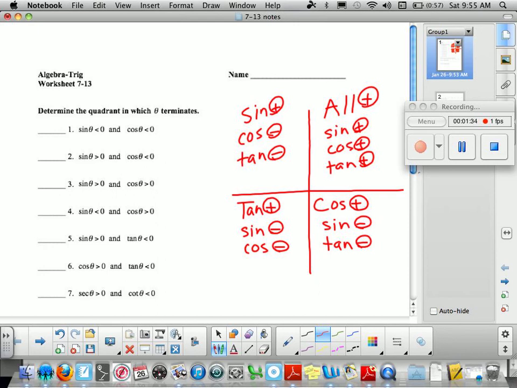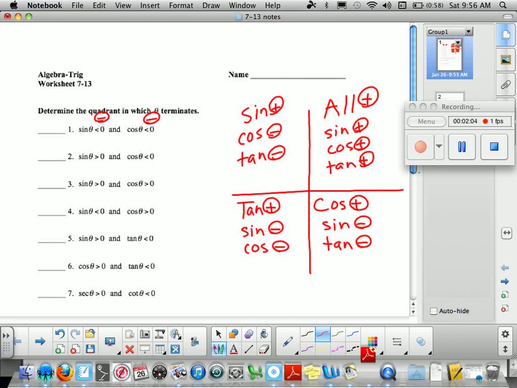All right, so if you look at question 1, it says the sine of theta is less than 0. And on the number line, if something is less than 0, that means it's negative. So when it says less than 0, I like to put a minus sign above it. And when it says greater than 0, I like to put a plus sign, indicating that it's positive. So the first question has a sine value that's negative and a cosine that's less than 0, which means it's also negative.